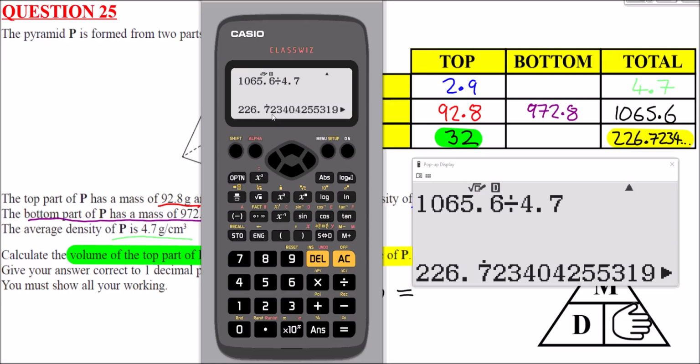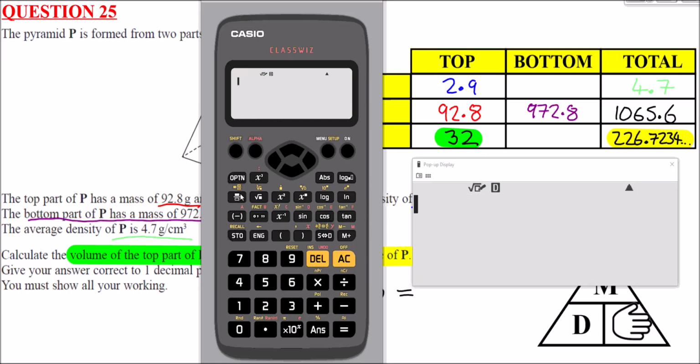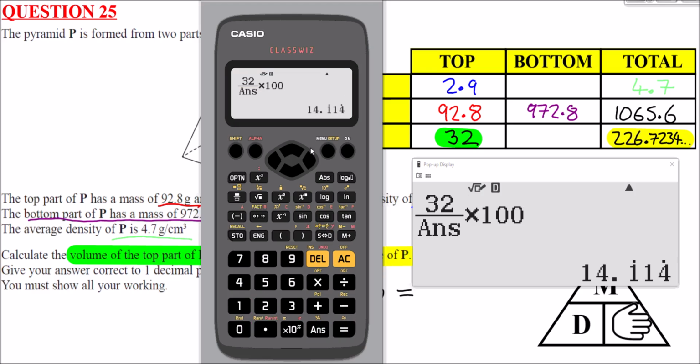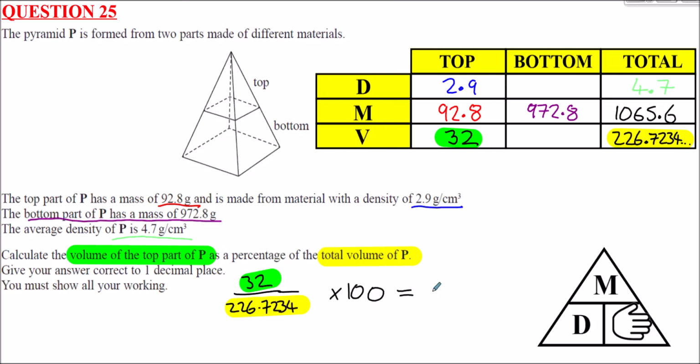So the final step we need to do, that 32 is a fraction of that 226. This answer's stored on my calculator, so I'm going to leave it like that. So if I press 32 divided by that stored answer, which was the total volume, multiplied by 100, press equals, we get 14.114. So to one decimal place, it's going to be 14.1%. And that's what we need to do. That's our final answer.